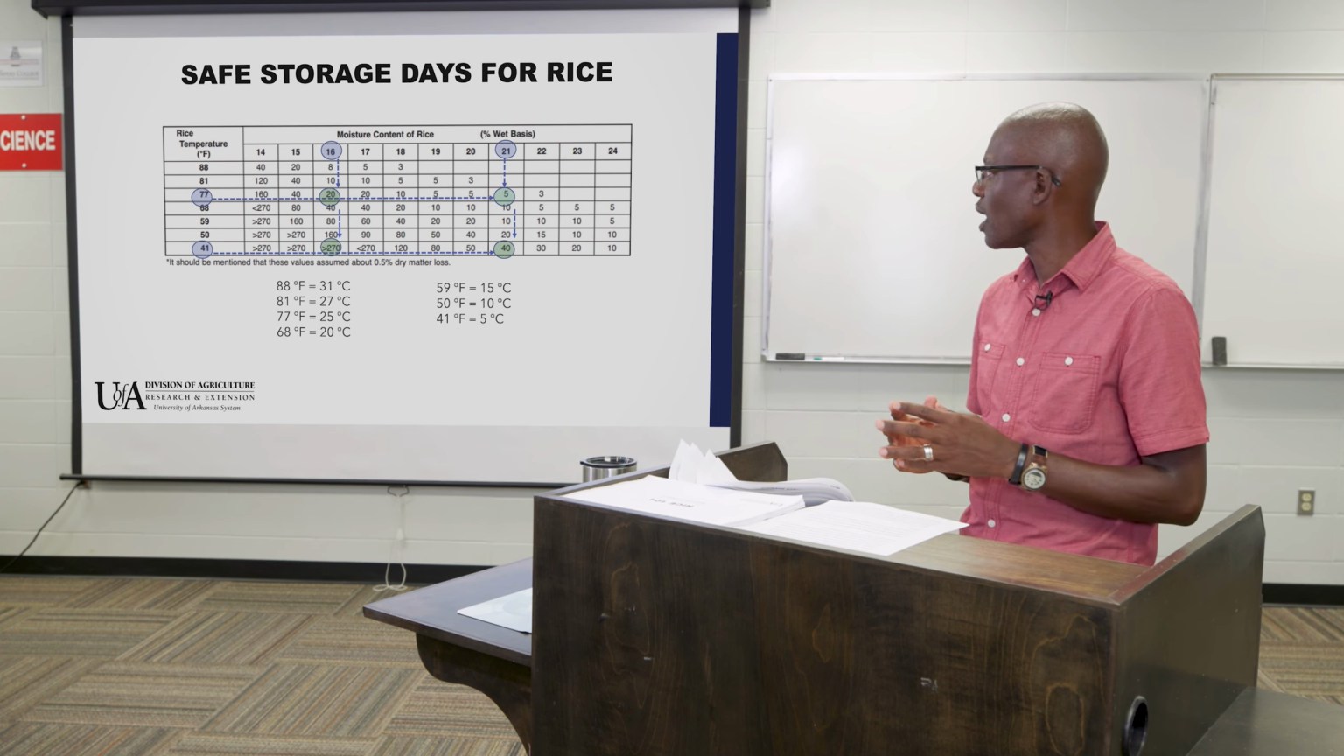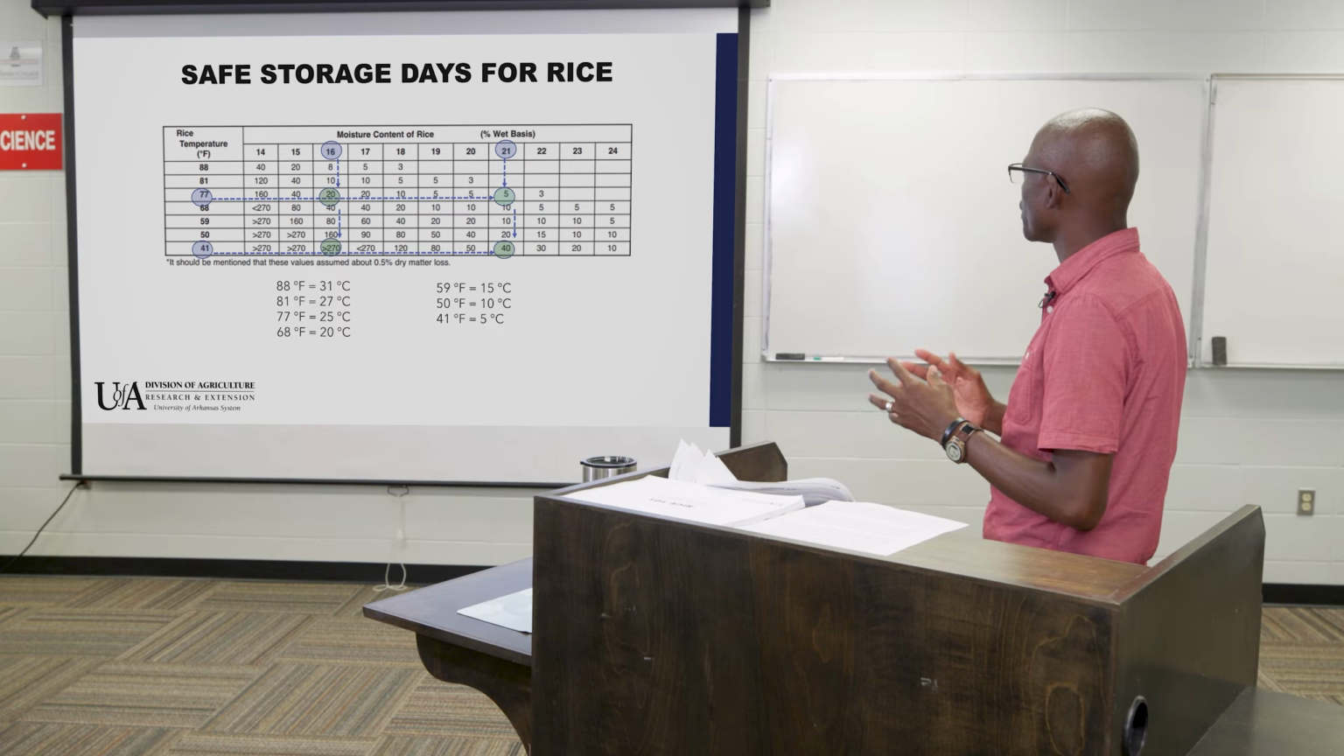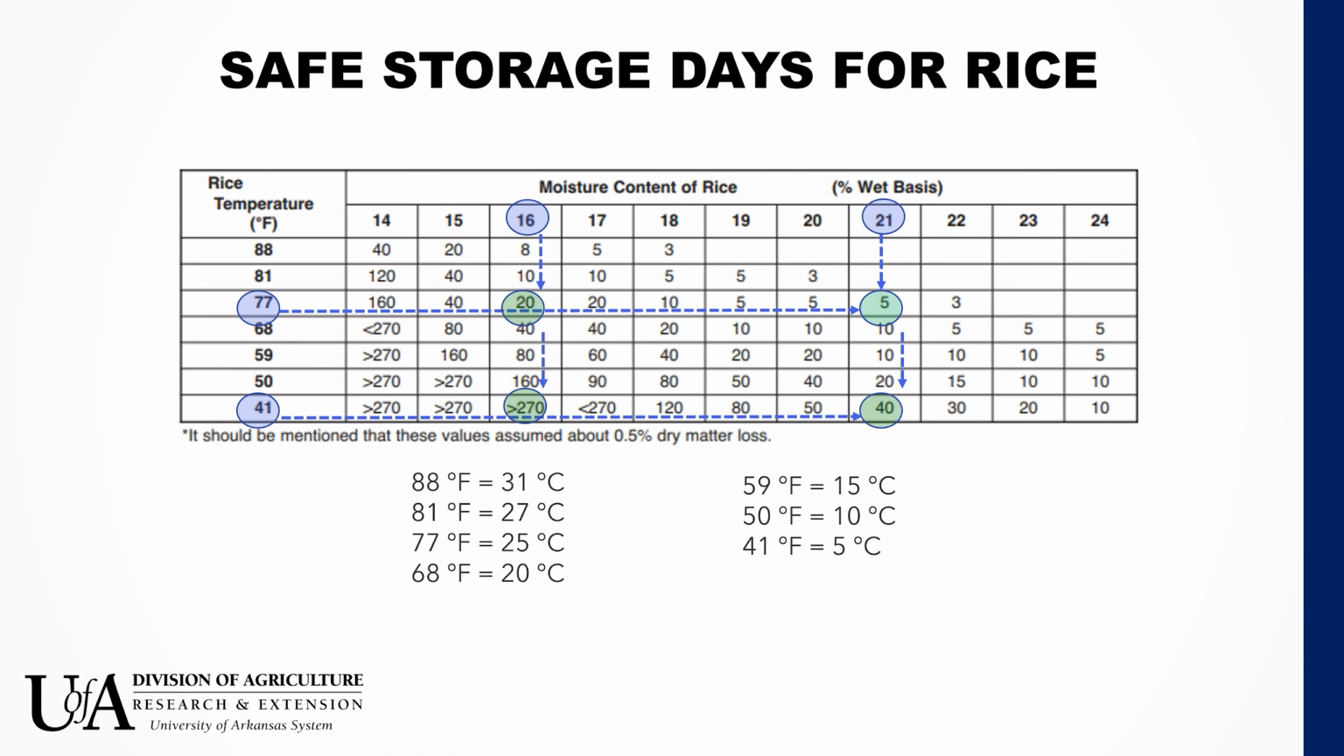Now, the next slide here, I'm showing the safe storage duration for rice. And before I explain this diagram, I would like to say that these safe storage durations are based off of 0.5% dry matter loss. So what that means is during grain respiration, the starch is being broken down, and that breakdown of starch results in some changes in the weight of the grain. Now, it's been determined from research that 0.5% dry matter loss represents a significant quality deterioration, and therefore it has become a marker of safe storage duration.